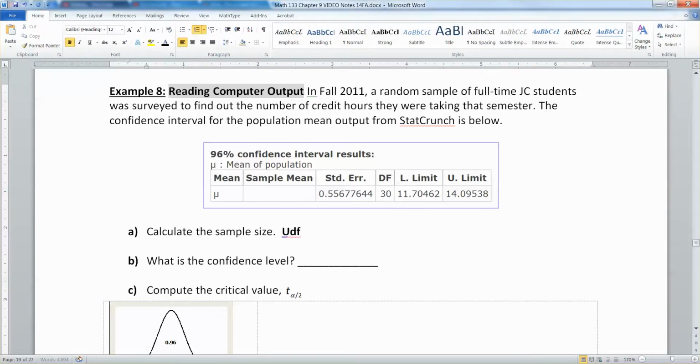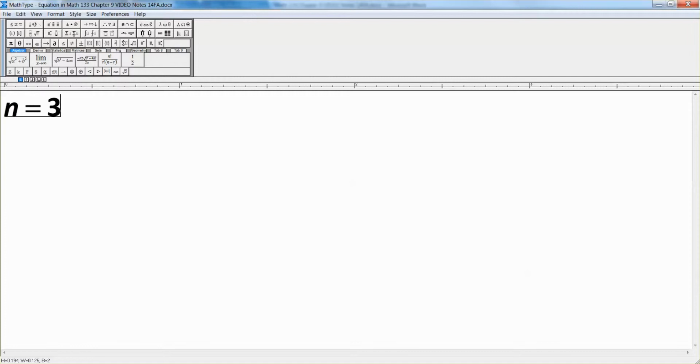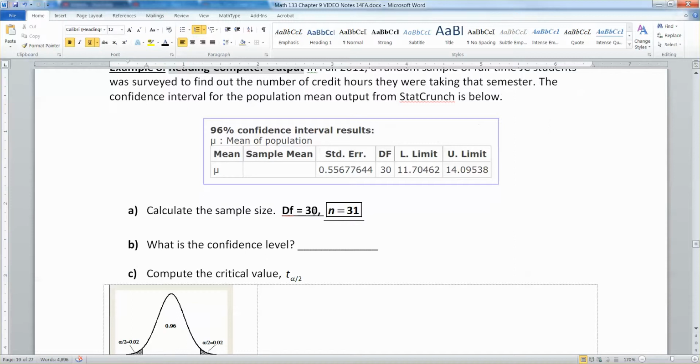So let's write that out. Degrees of freedom is 30. That means that n must be 31, right? Because degrees of freedom is sample size minus 1. So 31 take away 1 would have been 30. Sorry, losing my mind there just for a second.